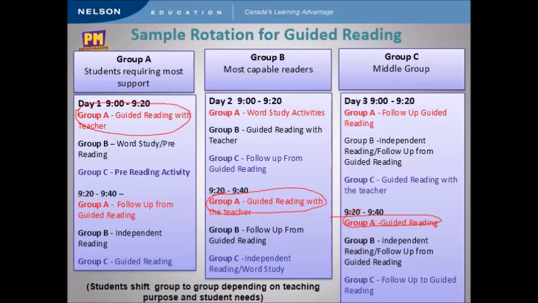The students in group B, who are the most capable readers, and these are the students you'll see in the black font, you'll notice that group B has guided reading with the teacher only once in the 3-day cycle. And then group C, which you'll see in the purple color, they have guided reading in the 3-day cycle twice with the teacher. So again, this is this teacher's way of working with the students, knowing that the students who need the most support and the most instruction with teacher guidance are the students who have guided reading every single day.